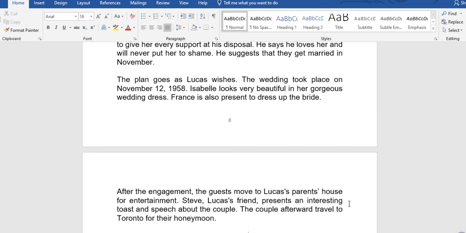The plan goes as Lucas wishes. The wedding took place on November 12, 1958. Isabel looks very beautiful in her gorgeous wedding dress. France is also present to dress up the bride.